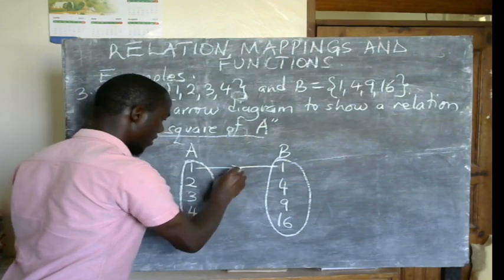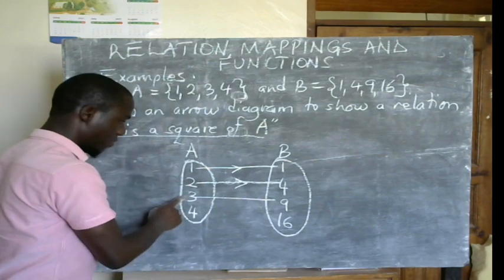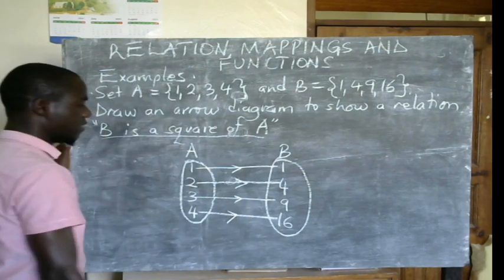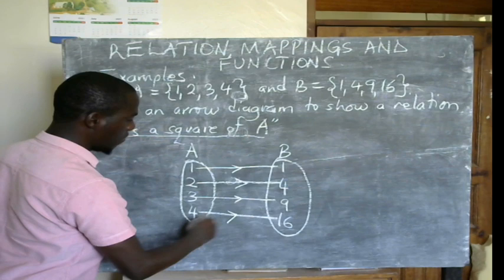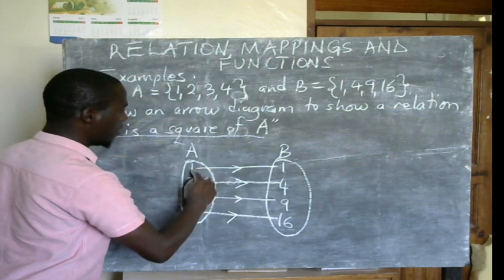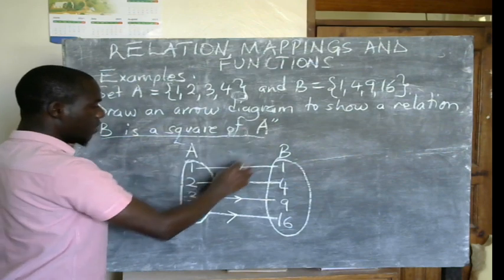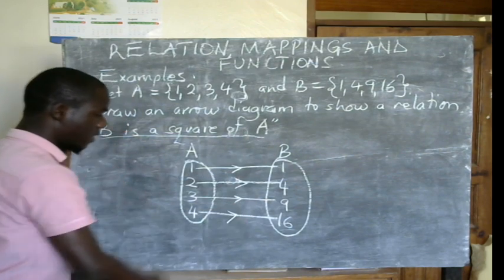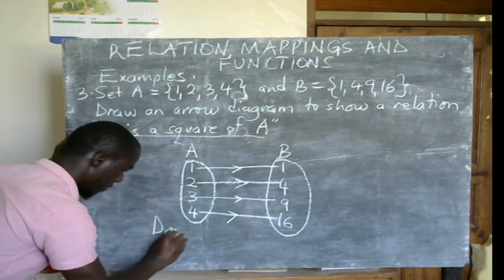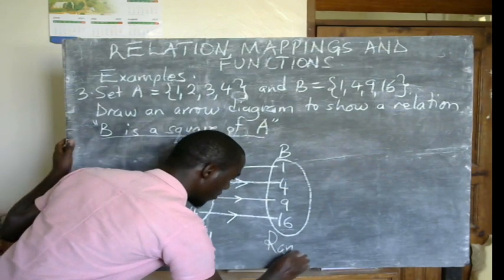When you square 1, you get 1. When you square 2, you get 4. When you square 3, you get 9. When you square 4, you get 16. So 16 is the square of 4. 9 is the square of 3. 4 is the square of 2. 1 is the square of 1. To take us back to the relation, B is a square of A. So these arrows, we need to indicate them there. And then we shall always be calling set A as the domain. And then we shall always be calling set B as the range.